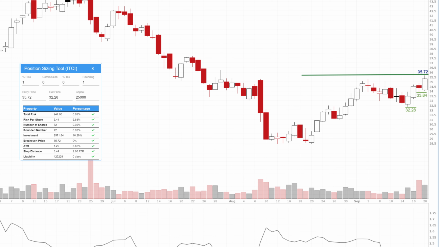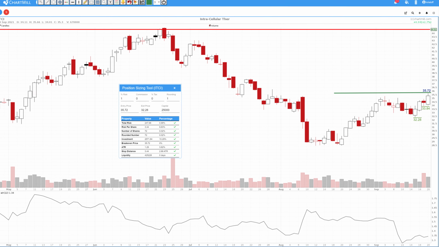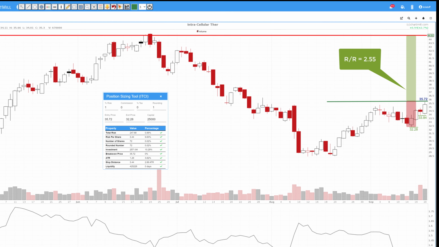The position sizing tool gives a warning if the stop loss is less than 2 ATR. In this case, the defensive stop loss is at 2.66 ATR. The potential risk reward for this position is about 2.55, which is not bad at all.